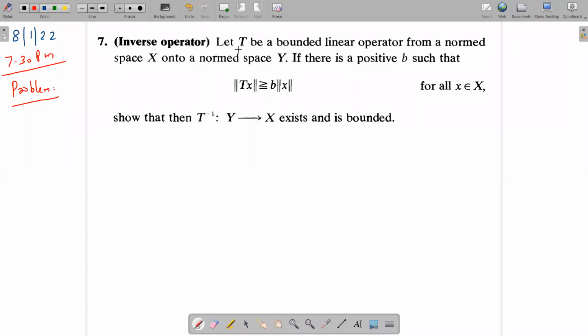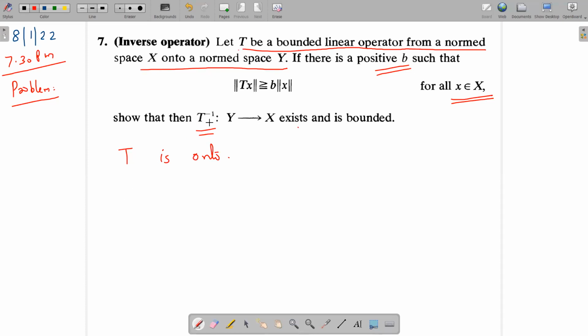Given that T is a bounded linear operator from a normed space X onto a normed space Y. So it is given that T is onto. It is also given that there is a positive b such that norm of Tx is greater than or equal to b norm x for all x belonging to capital X. We want to show that T inverse exists and is bounded. First we will show that T inverse exists.